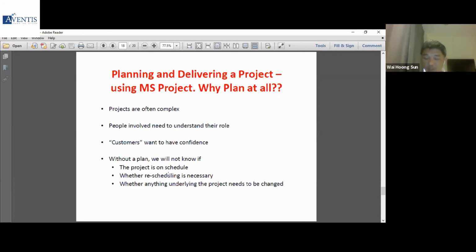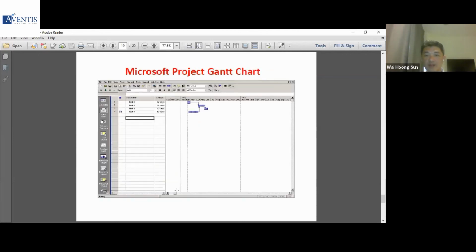That's why you need a plan, so that you know whether you are proceeding in the right direction, whether rescheduling is necessary, and whether anything underlying the project needs to be changed. For example, if you're not on schedule, probably some of the items in the project need to be relooked at to see whether they really need to be in the project or not.